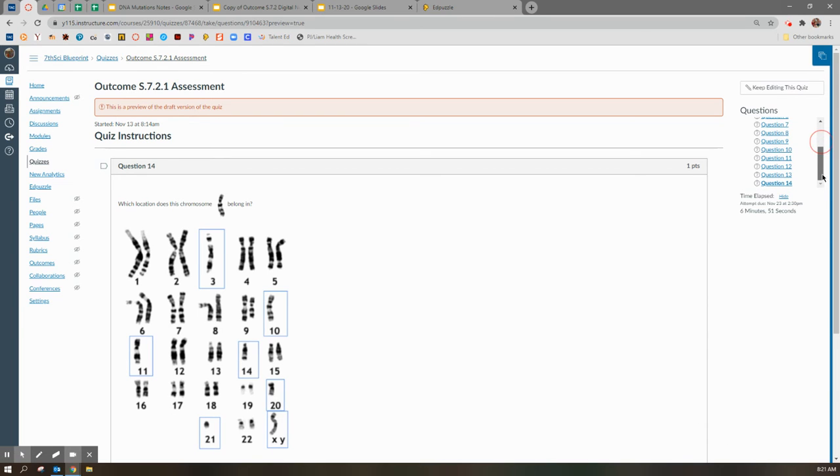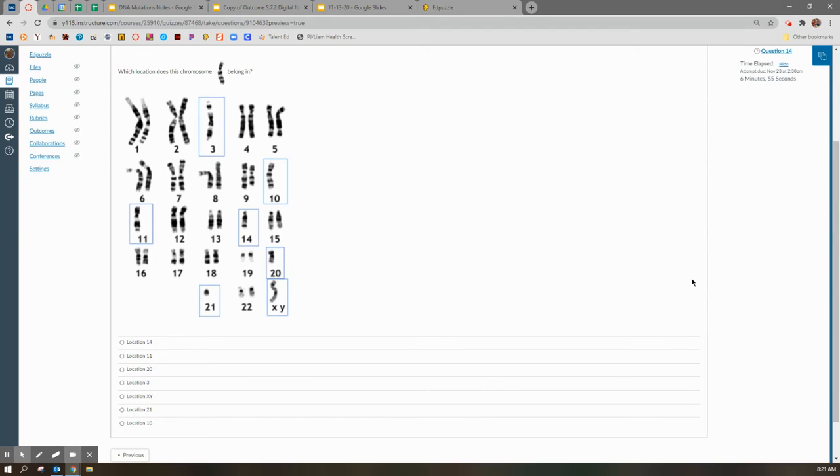And I believe question number 14 is our last question. Which location does this chromosome belong in? Is it location 14, location 11, location 20, location 3, location XY, location 21, or location 10?